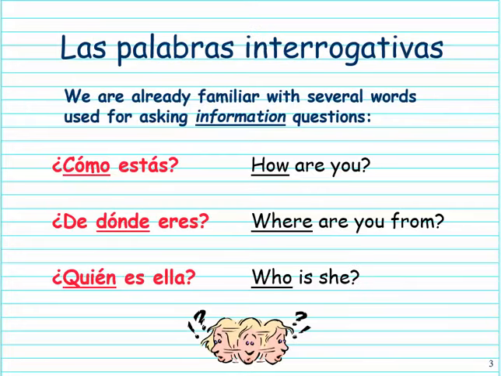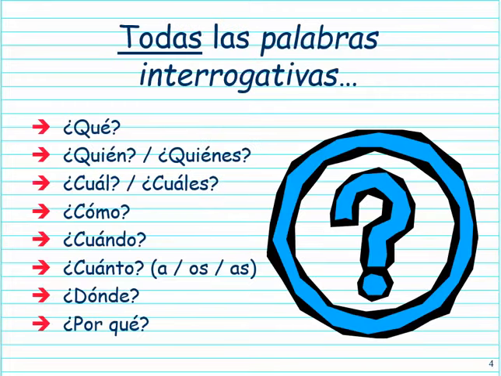Las palabras interrogativas. We are already familiar with several words used for asking information questions. For example, ¿cómo estás? Meaning how are you? And ¿de dónde eres? Meaning where are you from? Also, ¿quién es ella? Who is she? There are many interrogative words in Spanish. These are all the ones that you will be learning today.